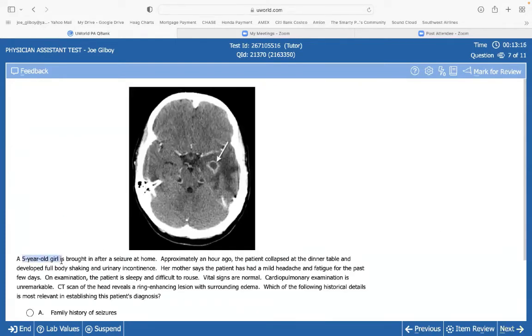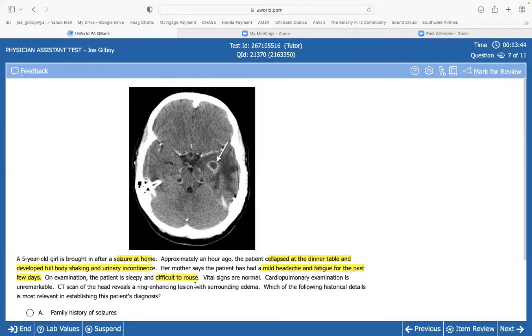I got a 5-year-old girl, seizure at home. About an hour ago, the patient collapsed at dinner. Her mother states that the patient has had a mild headache and fatigue for the past few days. You're like, okay, it might sound like meningitis or something. On exam, the patient is sleepy and difficult to arouse, right? And that's not normal for a 5-year-old. Any parents out there know, right? Your 5-year-old is like nuclear powered, right?